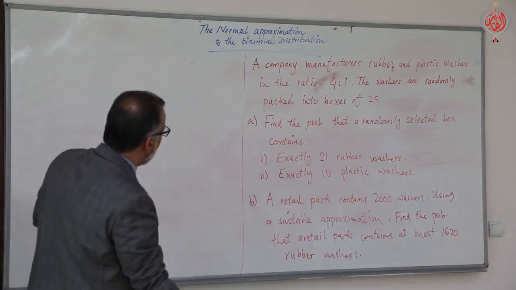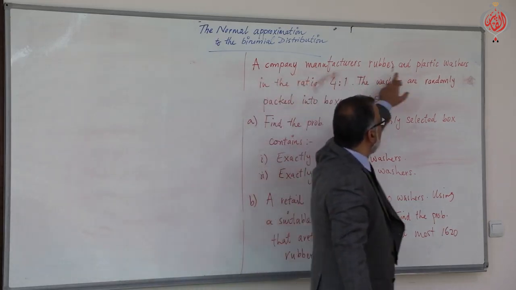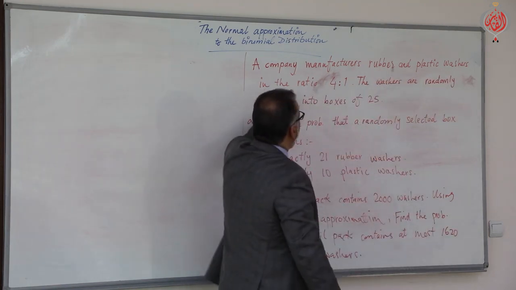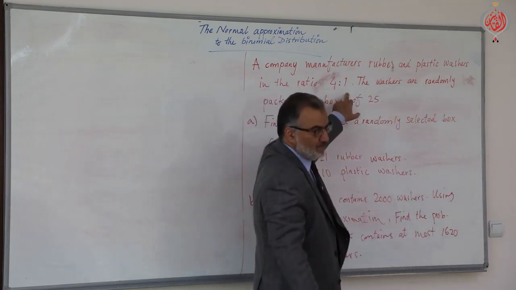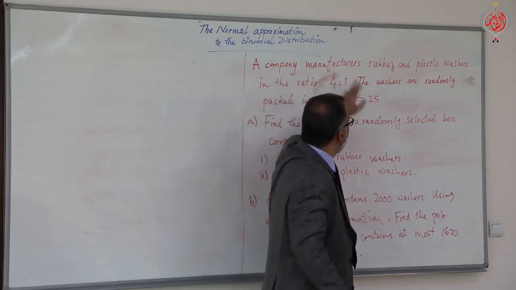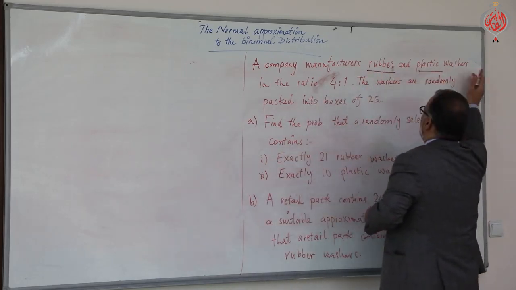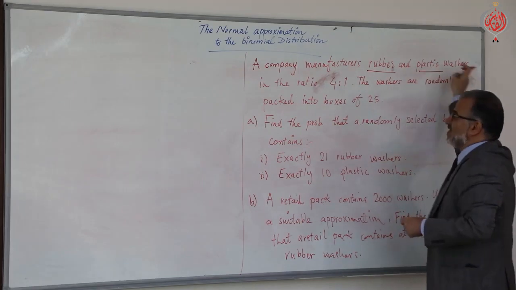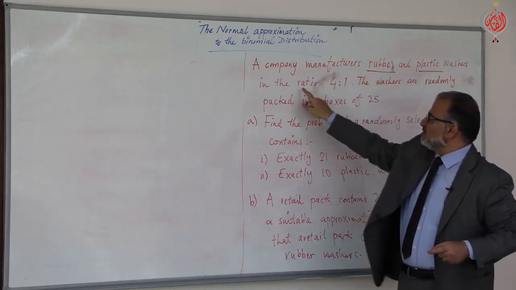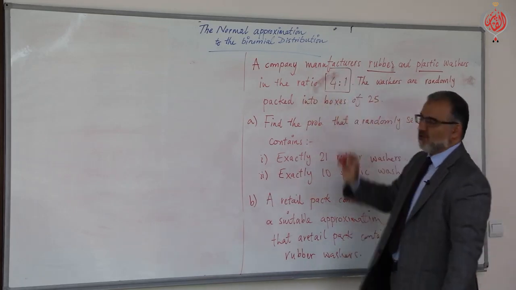Look here, what do I have? This is the question. A company manufactures rubber and plastic washers in the ratio 4:1. So now this company manufactures two things, rubber and plastic washers. So we have rubber washers and we have plastic washers, and that company manufactures according to that ratio. So this ratio is very important.